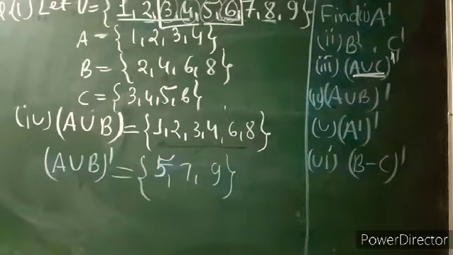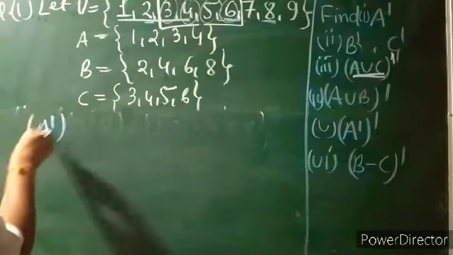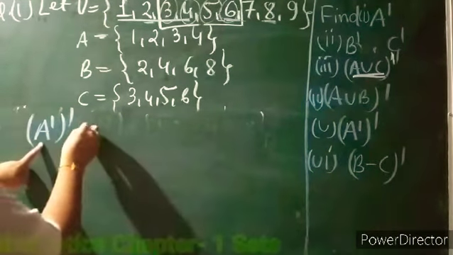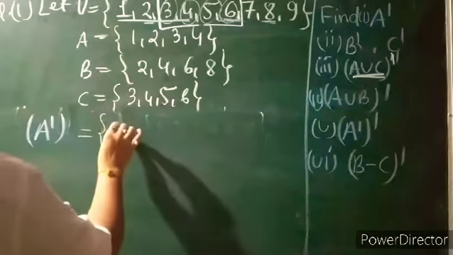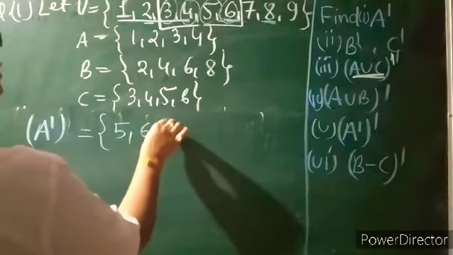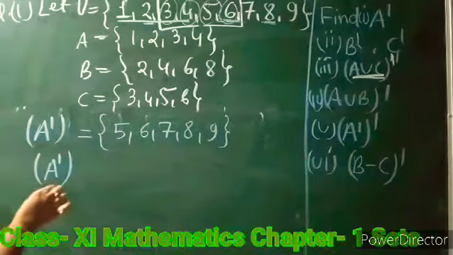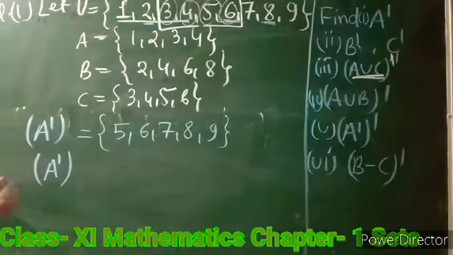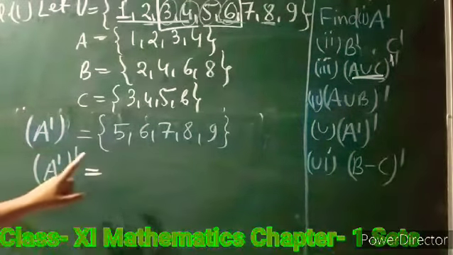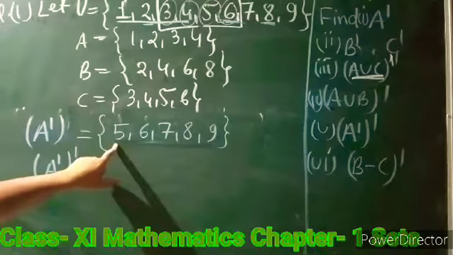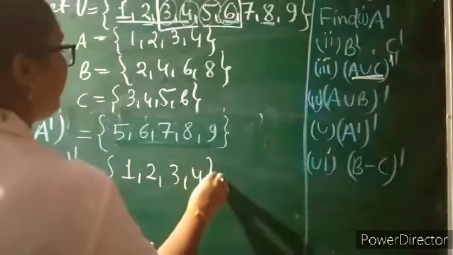Now a very interesting question: the complement of the complement of set A. You see, first we find the complement of A, and we already found it and got 5, 6, 7, 8 and 9. Now the complementary set of the complementary set A dash. So you see here we write, except these elements, all in set U: 1, 2, 3 and 4.